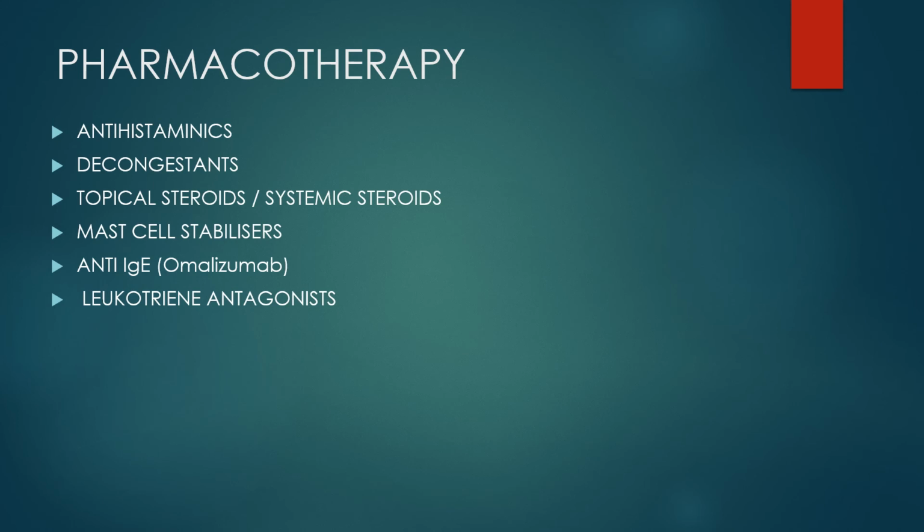Mast cell stabilizers. Now this stabilizes the mast cells and prevents them from degranulation even though there is formation of the IgE antigen complex. So mast cell stabilizers are sodium cromoglycate. Now it is available as a 2% solution for nasal drops or sprays or as an aerosol powder. It can be used in both perennial and seasonal allergic rhinitis.